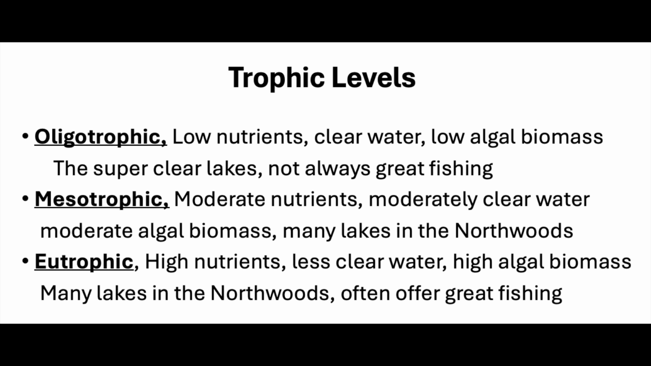Then there are the trophic levels, like three basic types. There's oligotrophic, which has low nutrients, clear water, low algal biomass. Those are the super clear lakes, and they're not always great fishing. Then there's mesotrophic, which is moderate nutrients, moderately clear water, moderate algal biomass, and that really is many lakes in the Northwoods. And finally, eutrophic, the most common. High nutrients, less clear water, high algal biomass. This really is the majority of the lakes in the Northwoods.